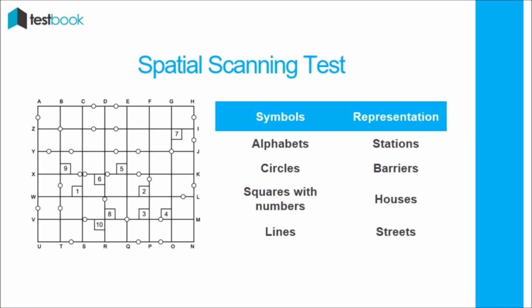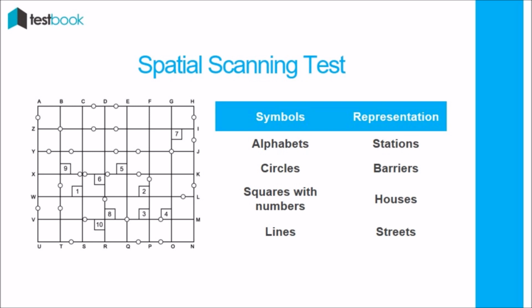The third section in the psychometric test is the spatial scanning test. Spatial scanning tests generally measure how quickly you can find solutions to a problem after processing given information. For this, you need to use the keys given on your screens. There are many symbols in the map and they represent different things. For example, you can see alphabets, circles, squares with numbers and lines.